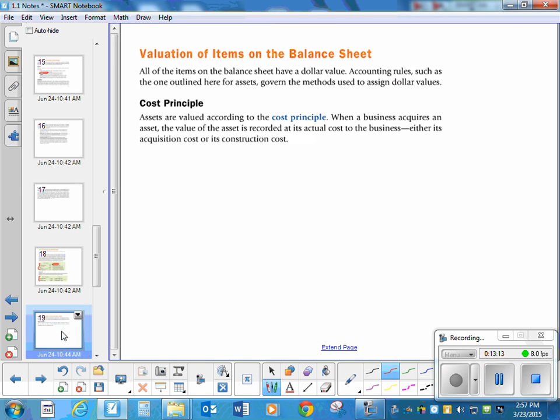Okay, we also have something called the cost principle. This is another principle or guideline, and assets are valued according to the cost principle. When a business acquires an asset, the value of the asset is recorded at its actual cost to the business, either its acquisition cost or its construction cost. So depending on how you keep your books, and you have to keep it constant, when you buy something, you either list it at the price that you bought it for, or you list it at the price that it is actually worth. You can decide as a business owner, but you have to stay consistent.